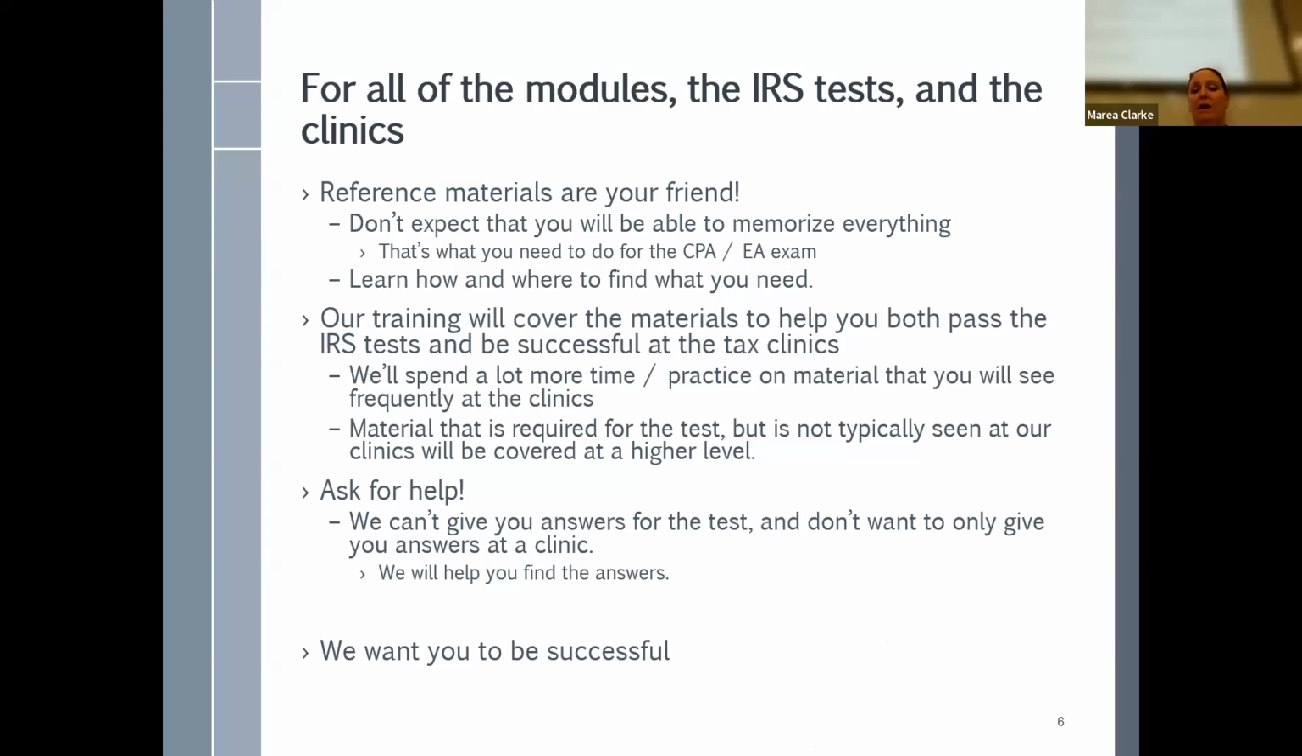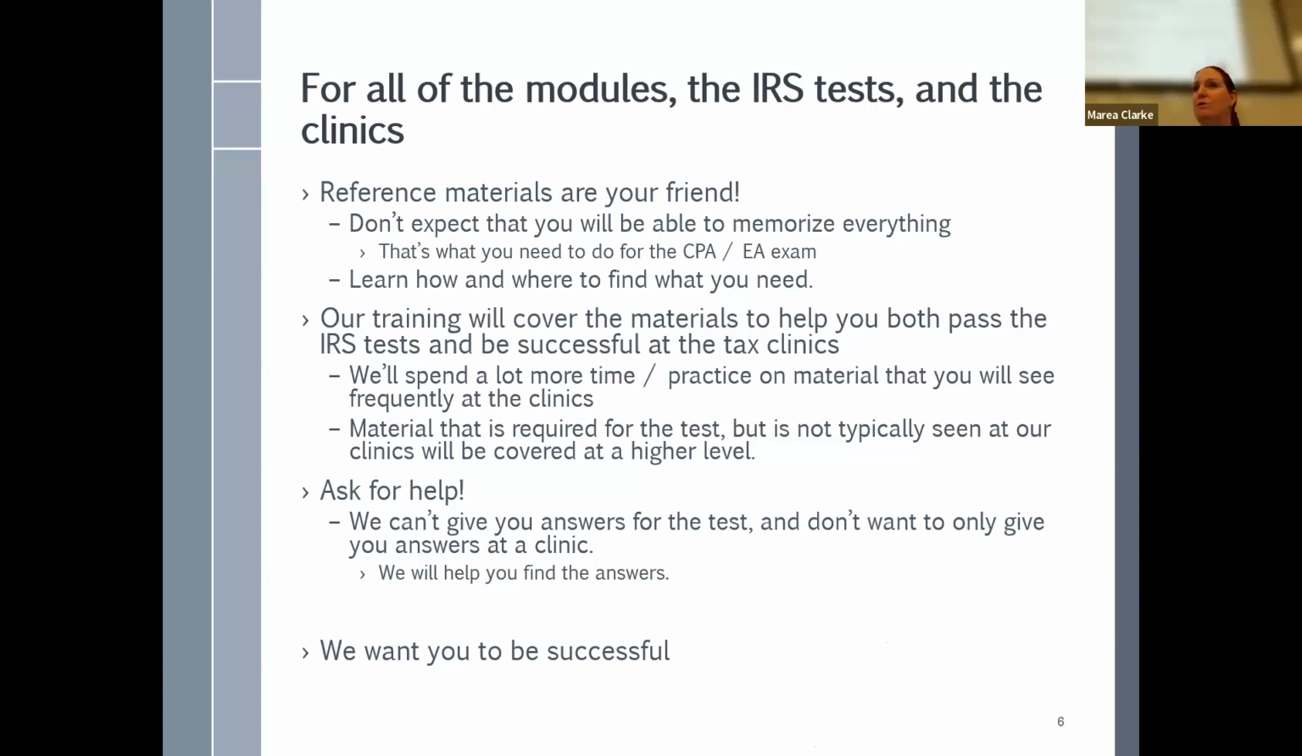We're going to spend a lot of time in our tax training talking about material that you're going to see a lot of in our tax clinics. There is also going to be material on the test that we're not going to talk about as much in our training because we don't really see it. If you think about our clients, they are students, scholars, teachers, researchers. We do not tend to have a lot of individuals that are retired that come to our tax clinics.